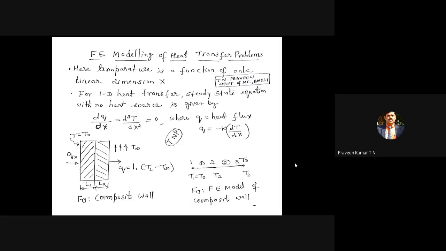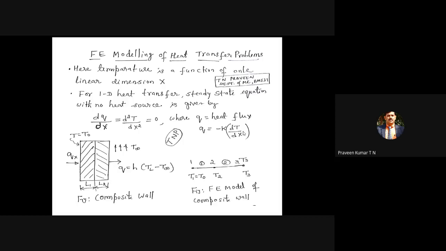Just 5 minutes, I will revise what you had done in the previous class. As per the heat flux equation, which is very important, there are two equations. The capital letter Q in heat transfer is the total heat transfer rate. Heat transfer rate per unit area is given by q, where q is equal to minus k into dT by dx.